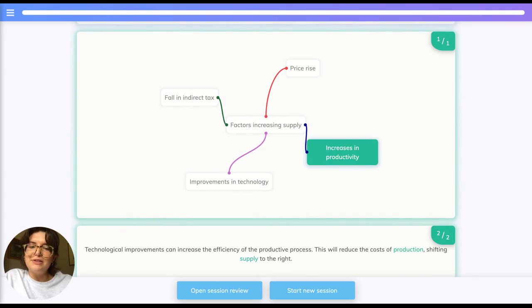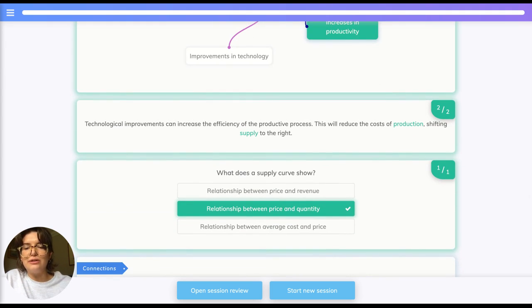So just to recap, the factors which will lead to an increase in the supply could be price rises, increases in productivity, improvements in technology, or a fall in indirect tax. And if we just break down how technological improvements can impact supply, we know that it will increase the efficiency of the productive process, therefore reducing the cost of production, therefore shifting the supply curve to the right. And the supply curve itself, we know, represents the relationship between price and quantity.